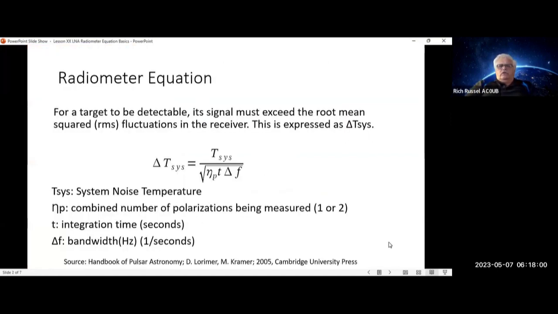The radiometer equation. For a target to be detectable, its signal must exceed the root mean squared fluctuations in the receiver. This is expressed as delta T_sys. The radiometer equation is delta T_sys is equal to T_sys, which is the noise temperature, divided by the square root of eta P, which is the number of polarizations, times T, which is the integration time, times delta F, which is the bandwidth in hertz.